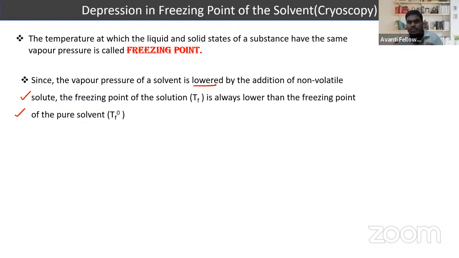And as we already know, by adding non-volatile solute, the freezing point of the solution is always lower than the freezing point of the pure solvent, because the vapor pressure starts decreasing. Right? So understand this with the relation of vapor pressure. Okay, so this is all about the depression in the freezing point. Let me show with the example.